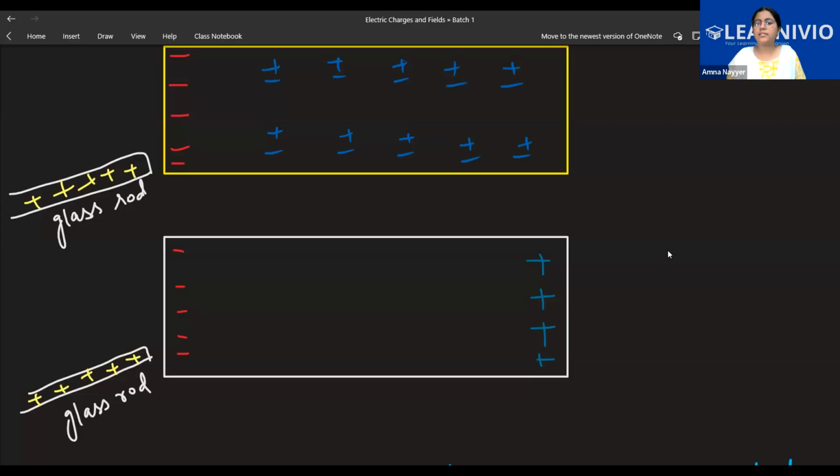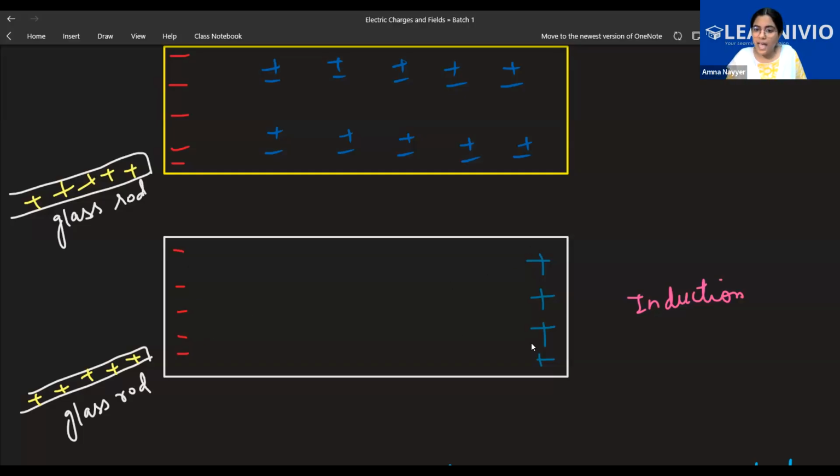This was neutral, nothing was present here. But when the charged rod came, one side received the opposite charge and the other side received the other charge. This is called charging by induction. Look, this object was neutral, but now this side is negatively charged and this side is positively charged because of the presence of the rod. This process of separating the charges, or electrifying the charges, is called induction.